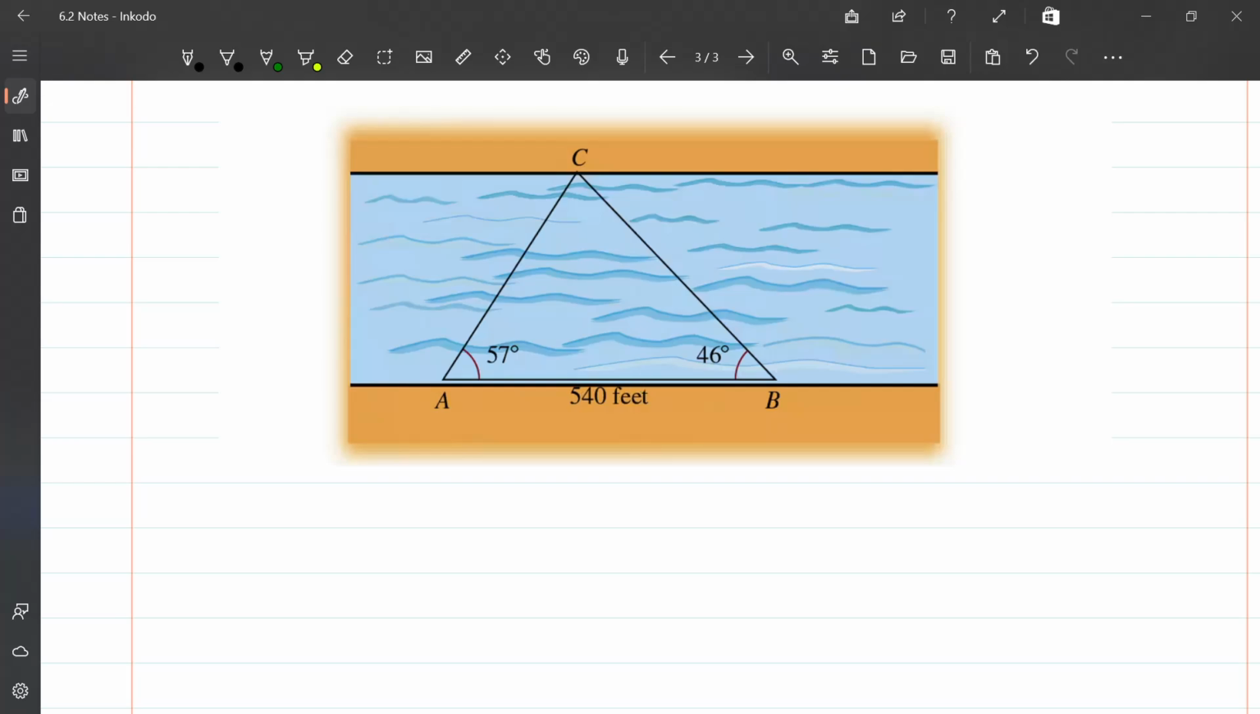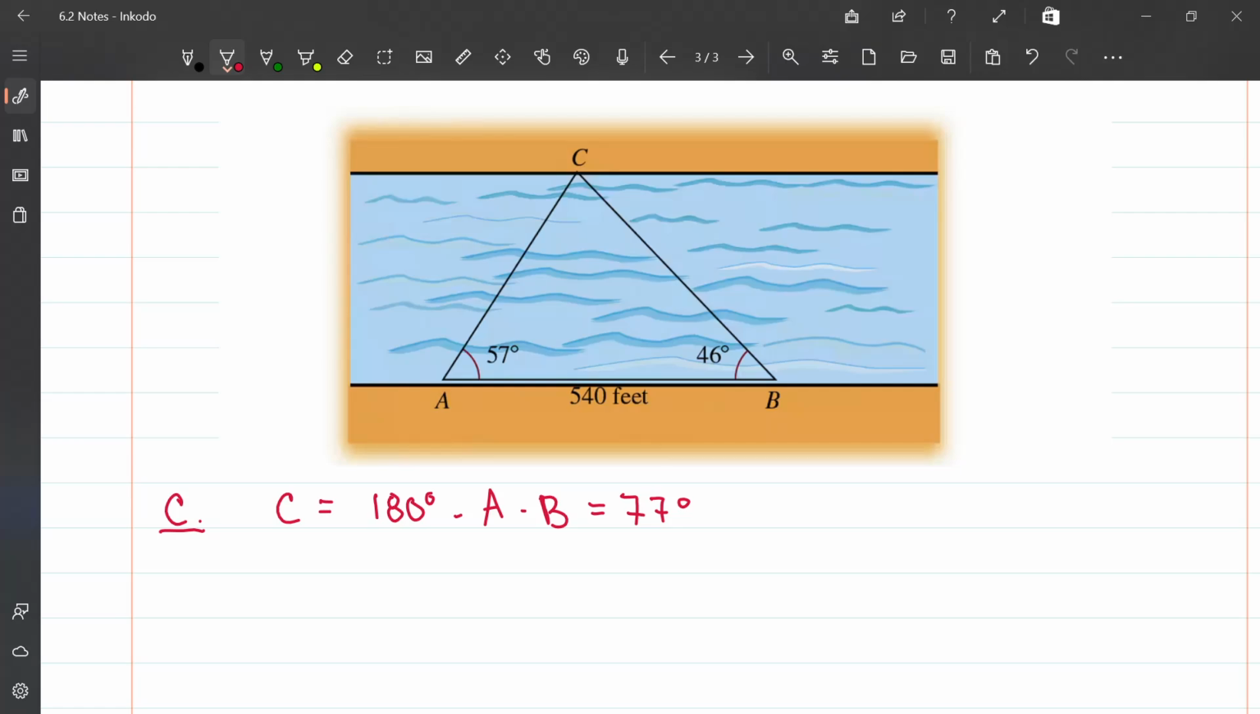So it sounds to me like we're going to have to figure out what C is first, then we'll use C and the side opposite, and we'll use B and the side opposite it in order to do this problem. Well, we've already done that before, so let's cut to the chase. If I want to know what C is, I simply take 180, and I subtract the known angles, A and B. This should give us the exact answer, 77 degrees.